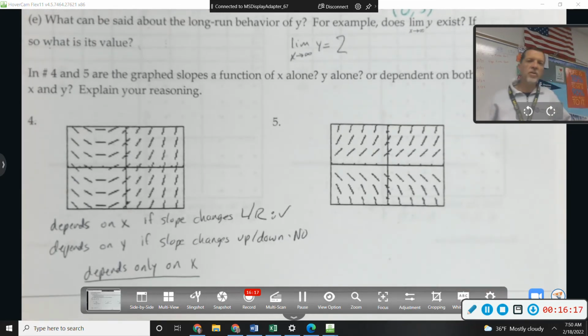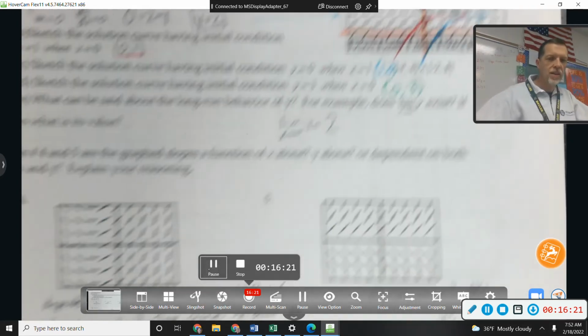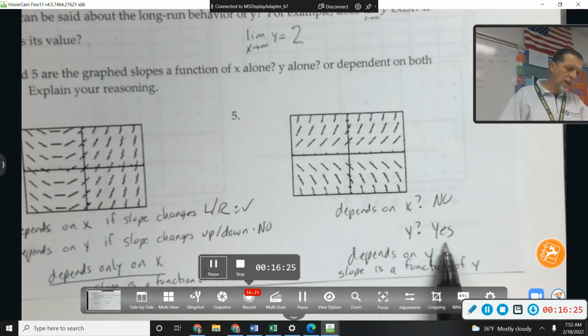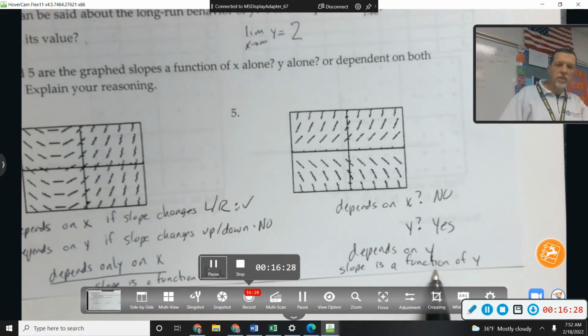See if you can answer number 5. Does it depend on x or y or both? So number 2 depends on x. No, depends on y. Yes. So it only depends on y.